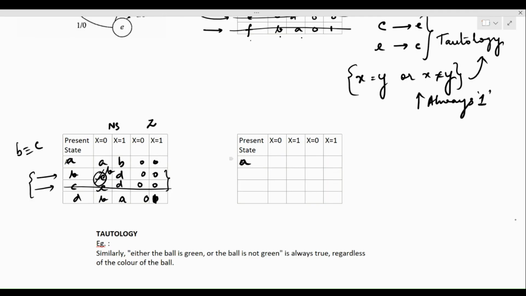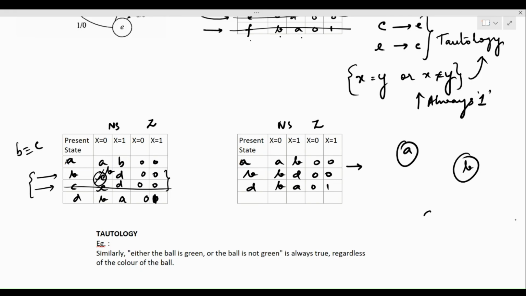So this is state A. The next states are A, B, 0, 0, state B, B, D, 0, 0, and state D, B, A, 0, 1. So this is my updated state transition table in its reduced form. From this, when I try to draw the state diagram, I have state A, state B, and state D. For x is 0, A is going to remain in the same state.